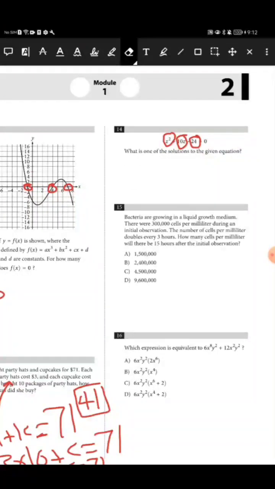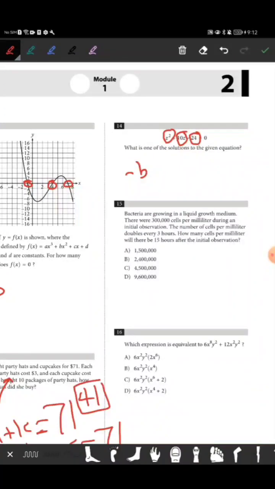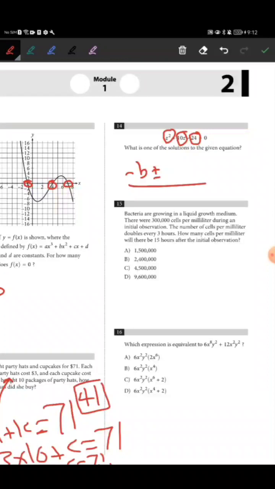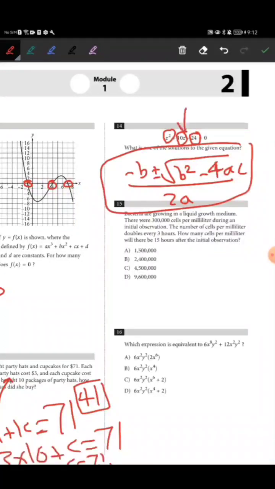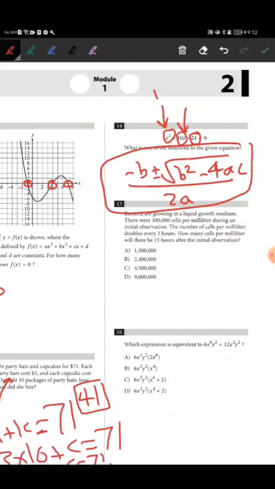I'm gonna use negative b, positive or negative, square root of b squared minus 4ac, over 2a. This is gonna find me a solution where b is 10, a is 1, and c equals negative 24. So here we're gonna find the solution for the equation.